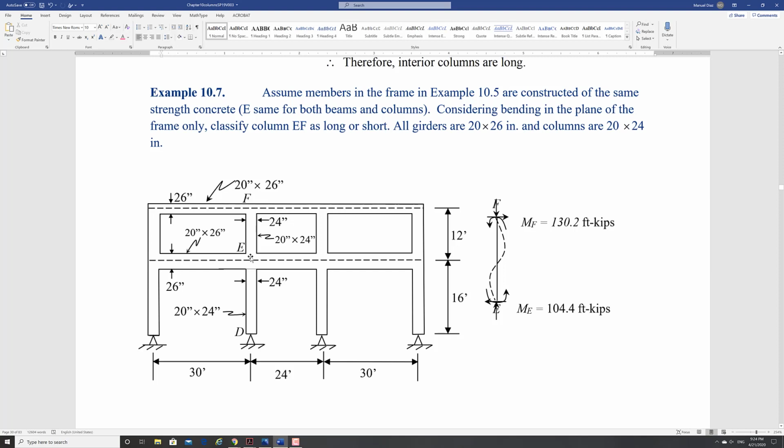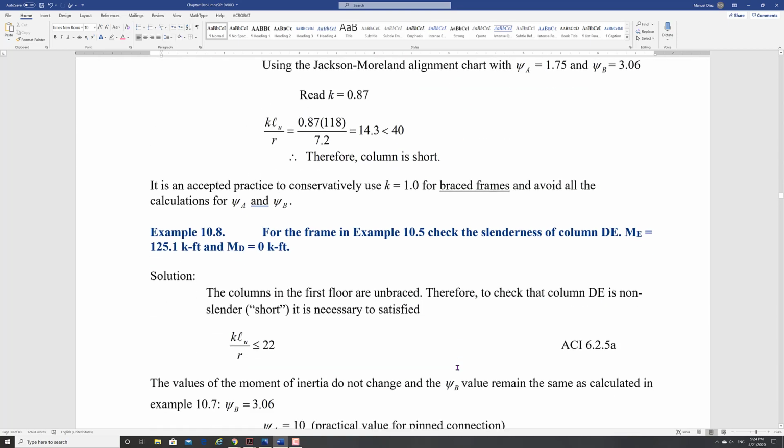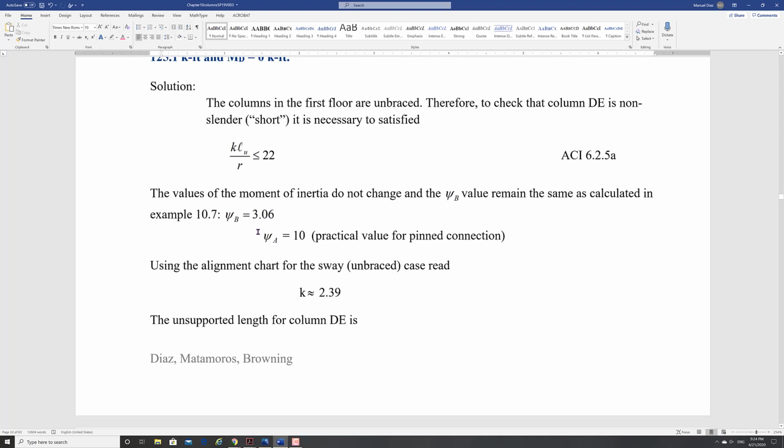Notice that the psi value that we use for the bottom of this column is the same value for the top of this column, all right? So we already have the number. We already found the psi value for the top. The psi value here is a pin connection, so we know that is a 10, right? So that means we know the psi values already. Okay? So 3.06 and 10.